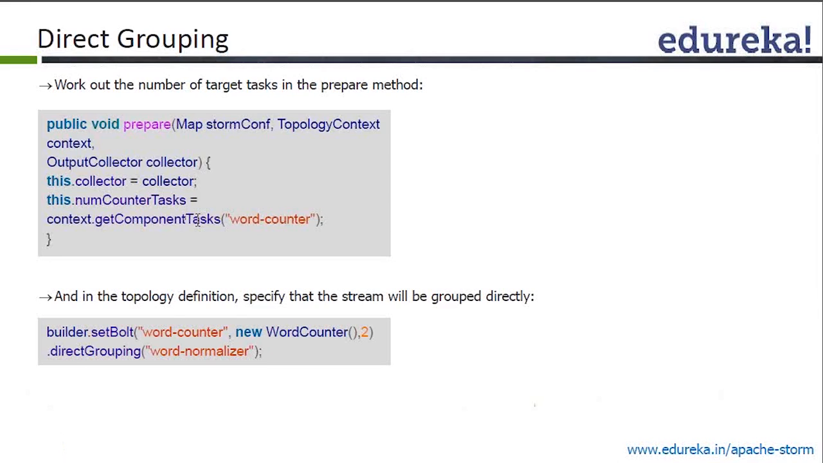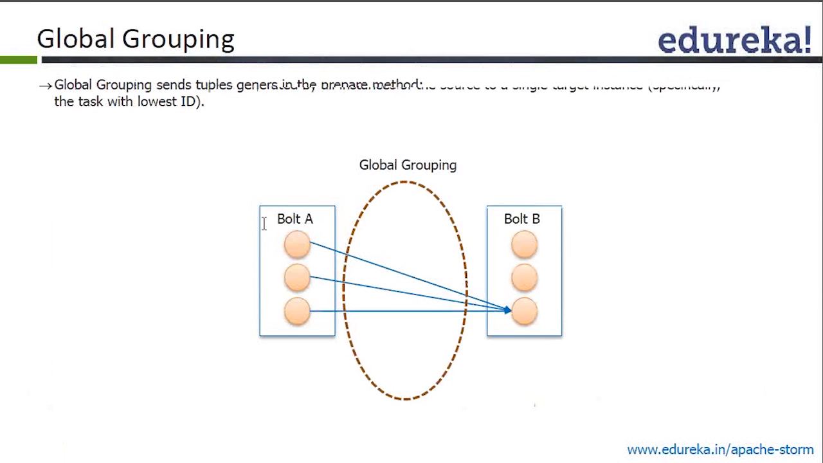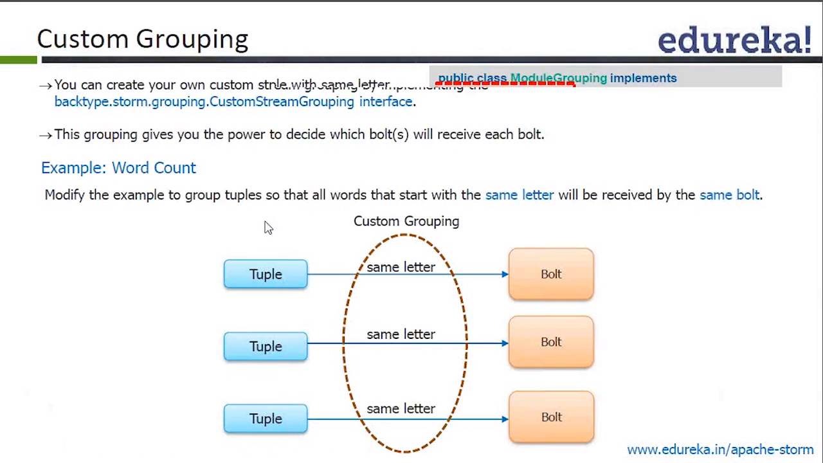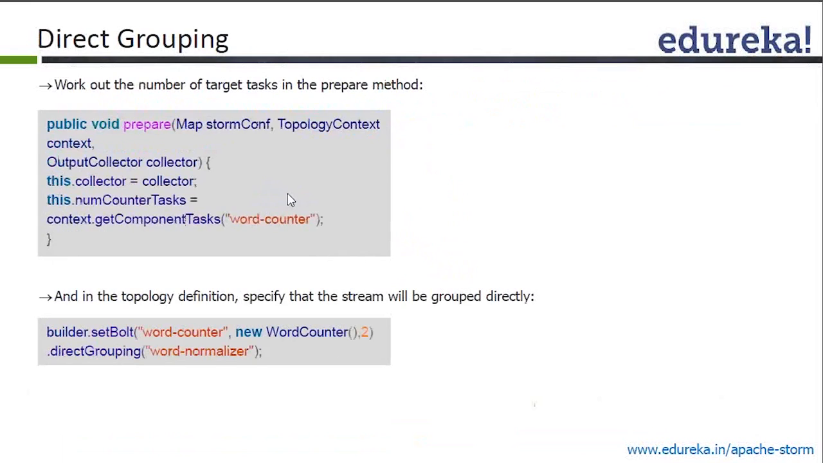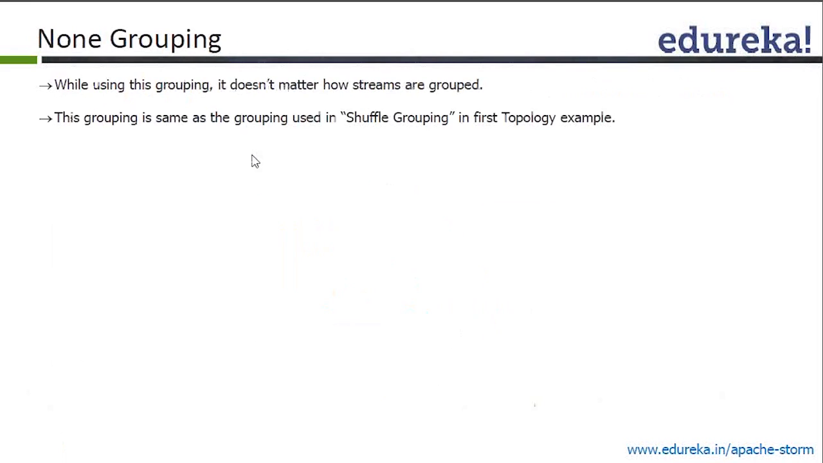So this exactly is direct grouping. I think they have not included the picture here, but all the names starting with V and so on would go to a specific Bolt. Clear, right?